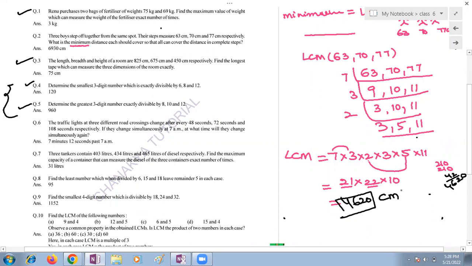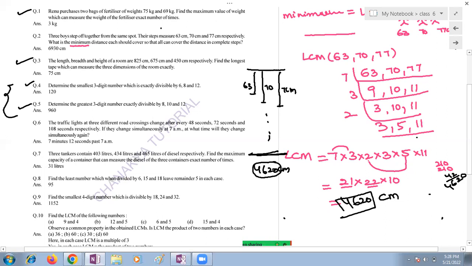4620 centimeters is the minimum distance. Suppose they all start together here. One footstep is 63, another one is 70, another one is 77. If they are continuously measuring, after what distance can all three meet together? After the distance of 4620 centimeters, children. This is the least common multiple of 63, 70 and 77.